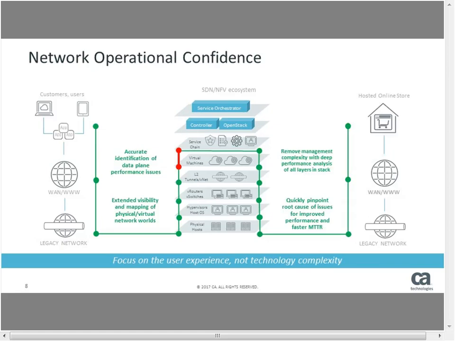And this is where our solution gives you extended visibility and regains your confidence in your operations. What our solution will provide is extended visibility into the mapping of your physical and virtual infrastructure, accurate identification of the issues, and removal of the complexities in performance in the layered stack. That gives you a quick root cause, so you can pinpoint where the issue is, triage your issues faster, and reduce your MTTR.